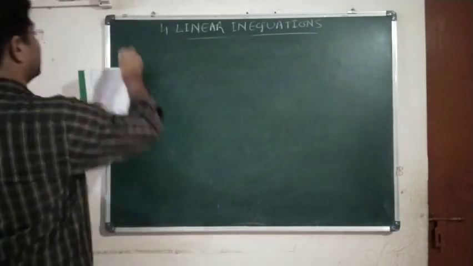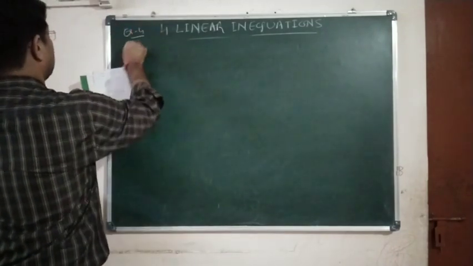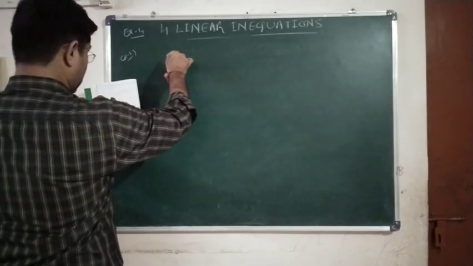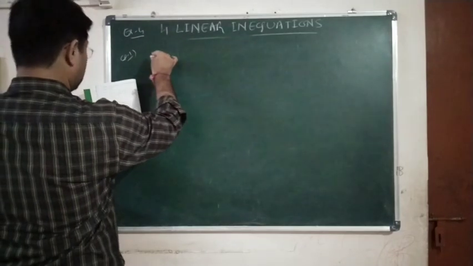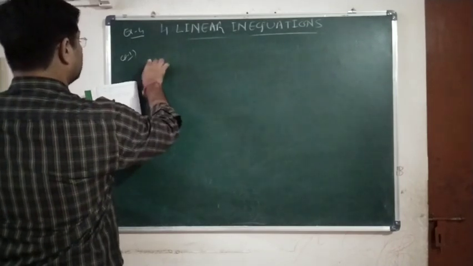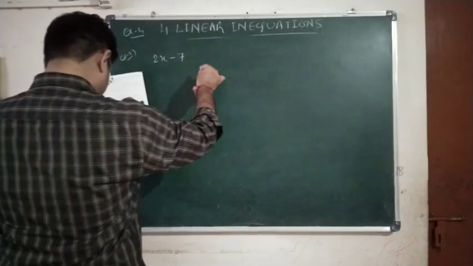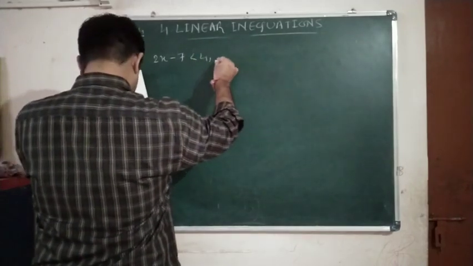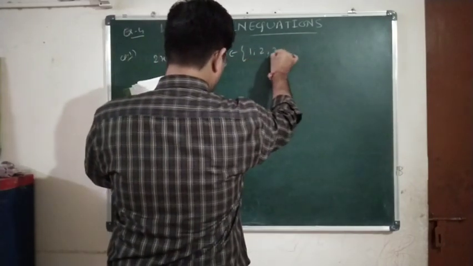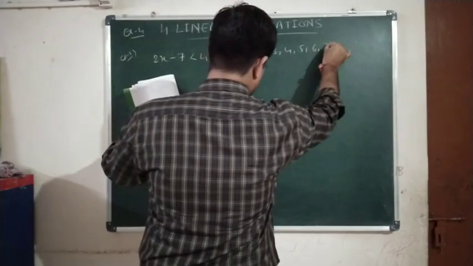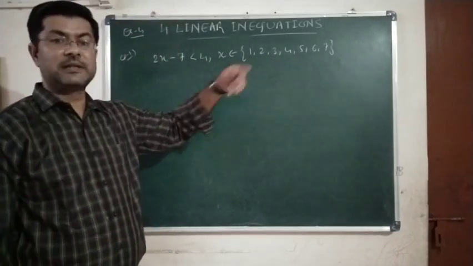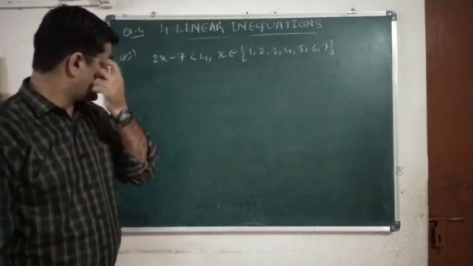Okay, exercise 4. There is only one exercise in this chapter. Question number 1, solve each of the inequalities, okay, and represent the solution set on the number line. So question number 1 is 2x minus 7 is less than 4, x belongs to {1, 2, 3, 4, 5, 6, 7}. Okay, now we know that the set which is given to us is a replacement set. Yes or no? Okay, the inequality is this.